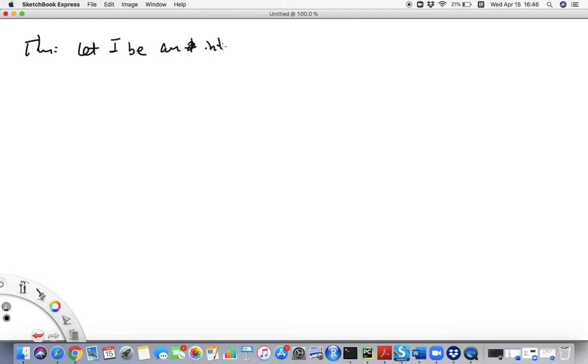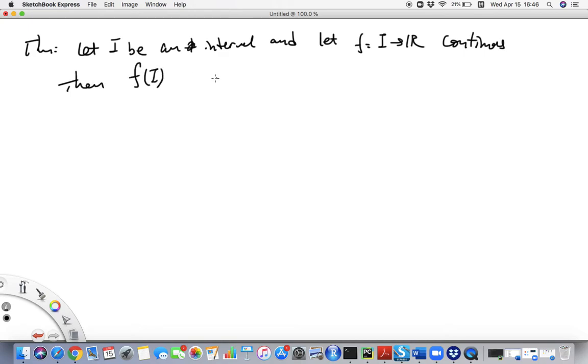Okay, so next I'm going to show an important theorem called the preservation of intervals theorem. So what does that mean? Theorem: let I be an interval and let f be a function from I to R, continuous, then the image f of I is also an interval. Okay, so proof.